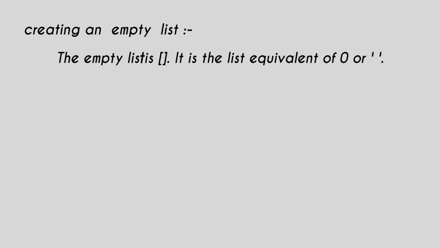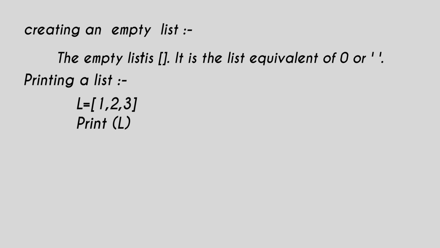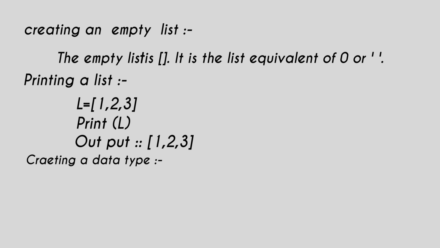And we can create an empty list. The empty list is in the form of closed brackets. It is the list equivalent of 0 or null. Printing a list. We can print a list by taking L value as 1, 2, 3 and print L. We get the output in closed brackets as 1, 2, 3. It is in the list form.